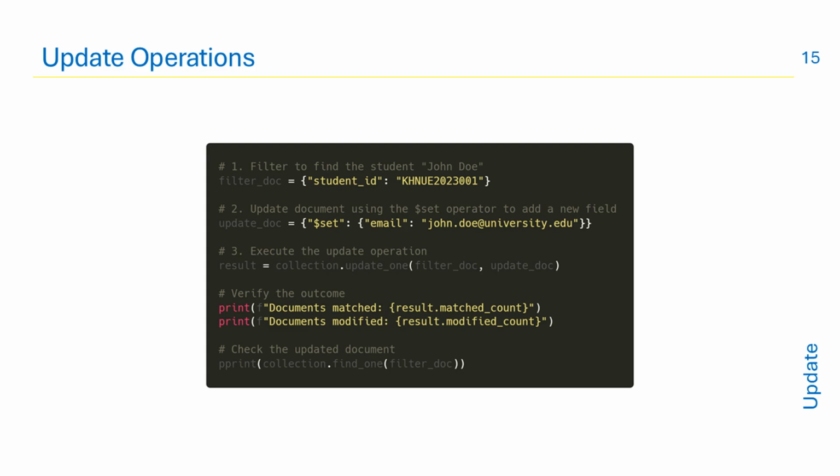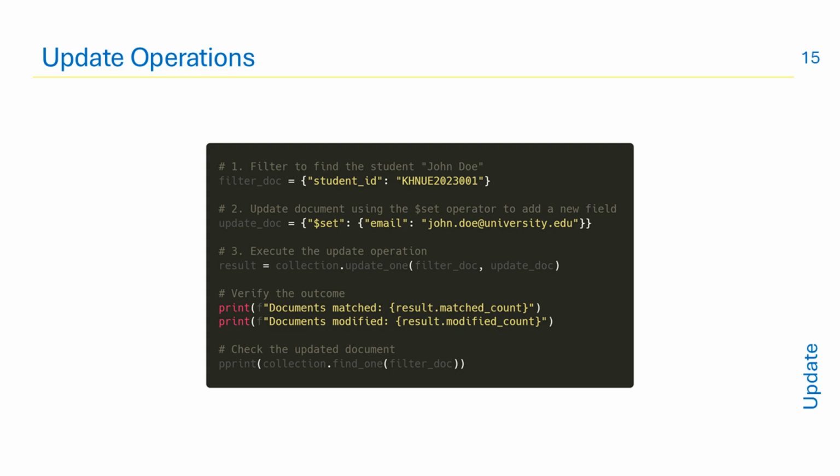Now let's apply what we've learned using the update_one method. This method, as its name suggests, is used to modify a single document. It takes 2 essential arguments. The first is the filter doc, which is a query that identifies the document you want to change. In our example, we are looking for the student with a specific student ID. The second argument is the update doc. This is where we use the operators we just discussed. Here we use $set to add a new field, email, to the selected document.